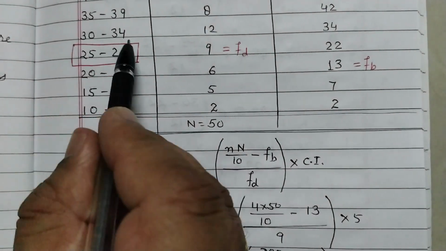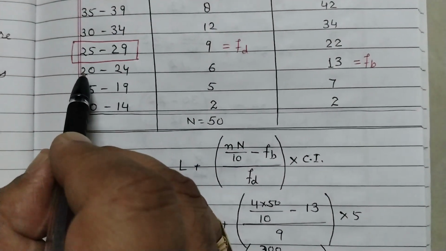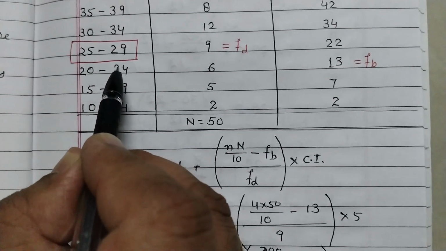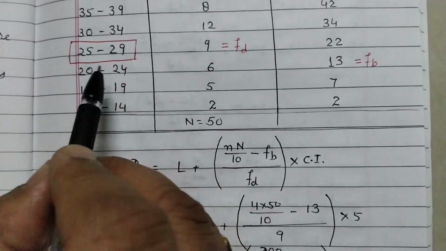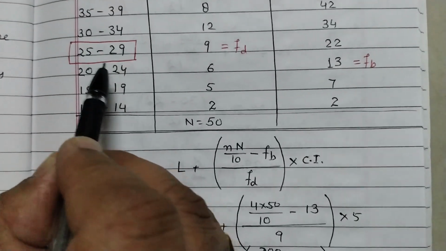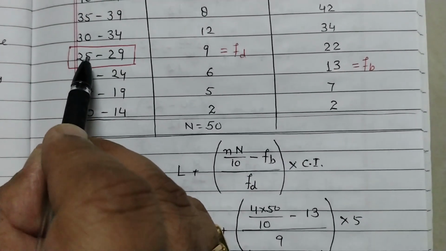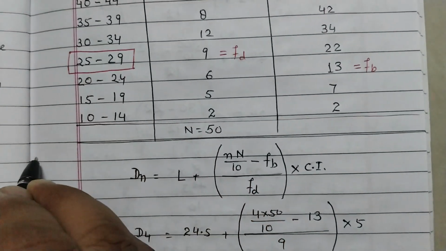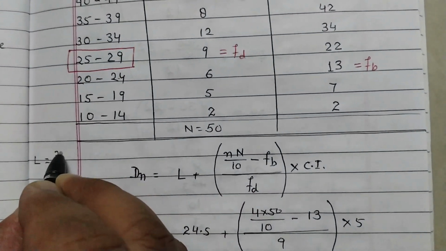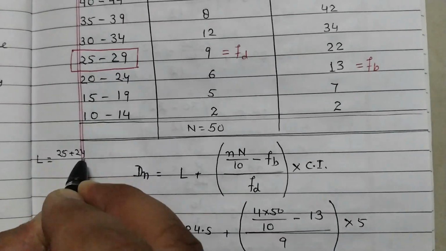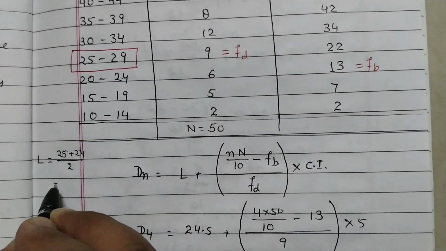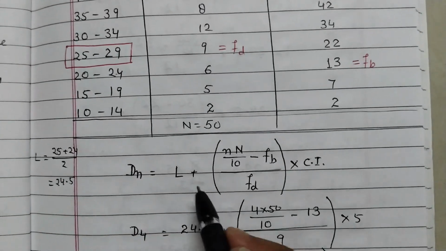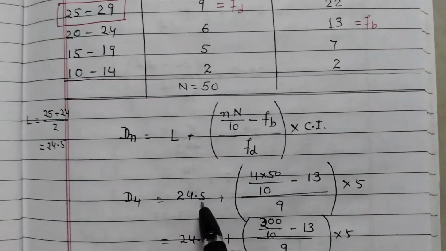The decile class is lying in this class interval, and below this class interval is 20 to 24. So for calculating the exact lower limit, the upper limit of the class below and the lower limit of this decile class, sum up these two and divide by 2. So L is equal to 25 plus 24 divided by 2, this gives us 24.5. In this way L is calculated, 24.5.